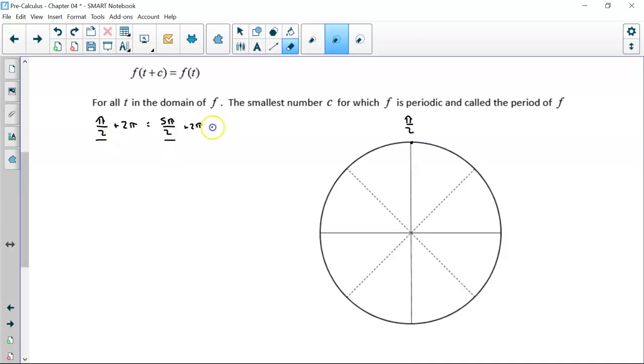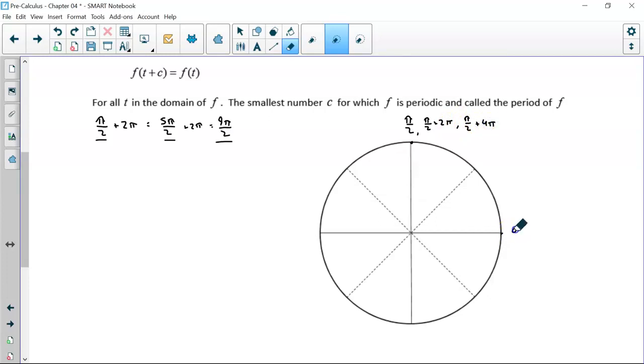And we can add another 2 pi, and that would bring us to 9 pi over 2. That's going to be in the same location. We could just keep adding 2 pi, and it's going to bring us back all the way around the circle. By adding 2 pi, it's going to bring us back to our same spot. So pi over 2, or pi over 2 plus 2 pi, or pi over 2 plus 4 pi, they're all going to be the same location.